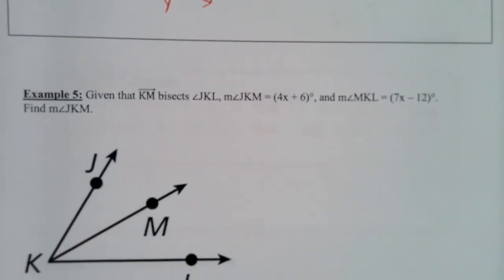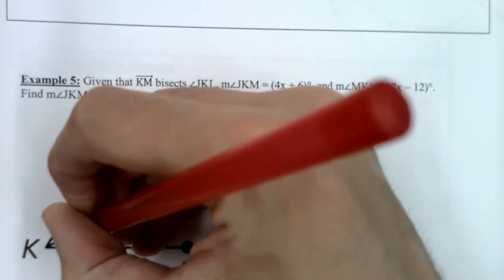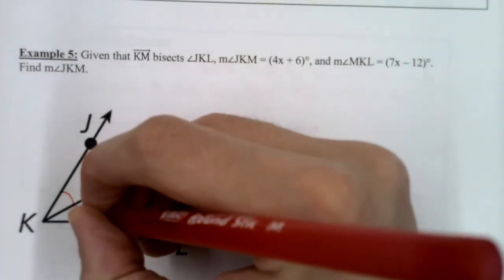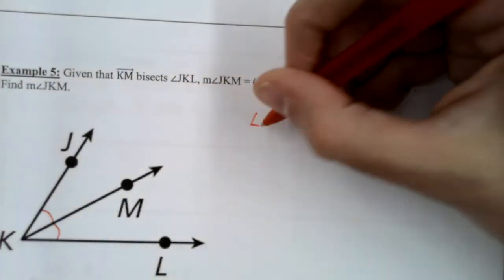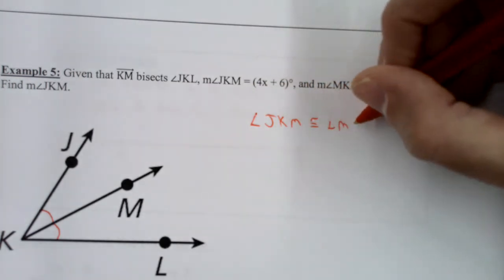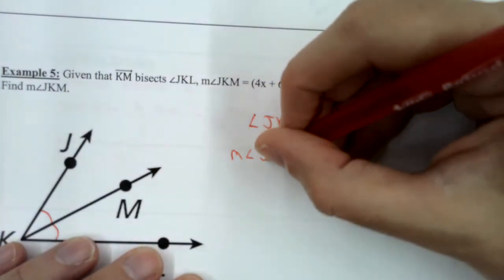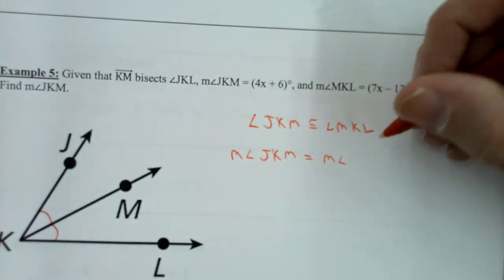So, final example. Given that KM bisects angle JKL, since angle JKL is bisected, it means that this angle right here, JKM, is congruent to this angle right here, MKL. So angle JKM is congruent to angle MKL. Since they are congruent, it means that their measures are equal. So the measure of angle JKM equals the measure of angle MKL.